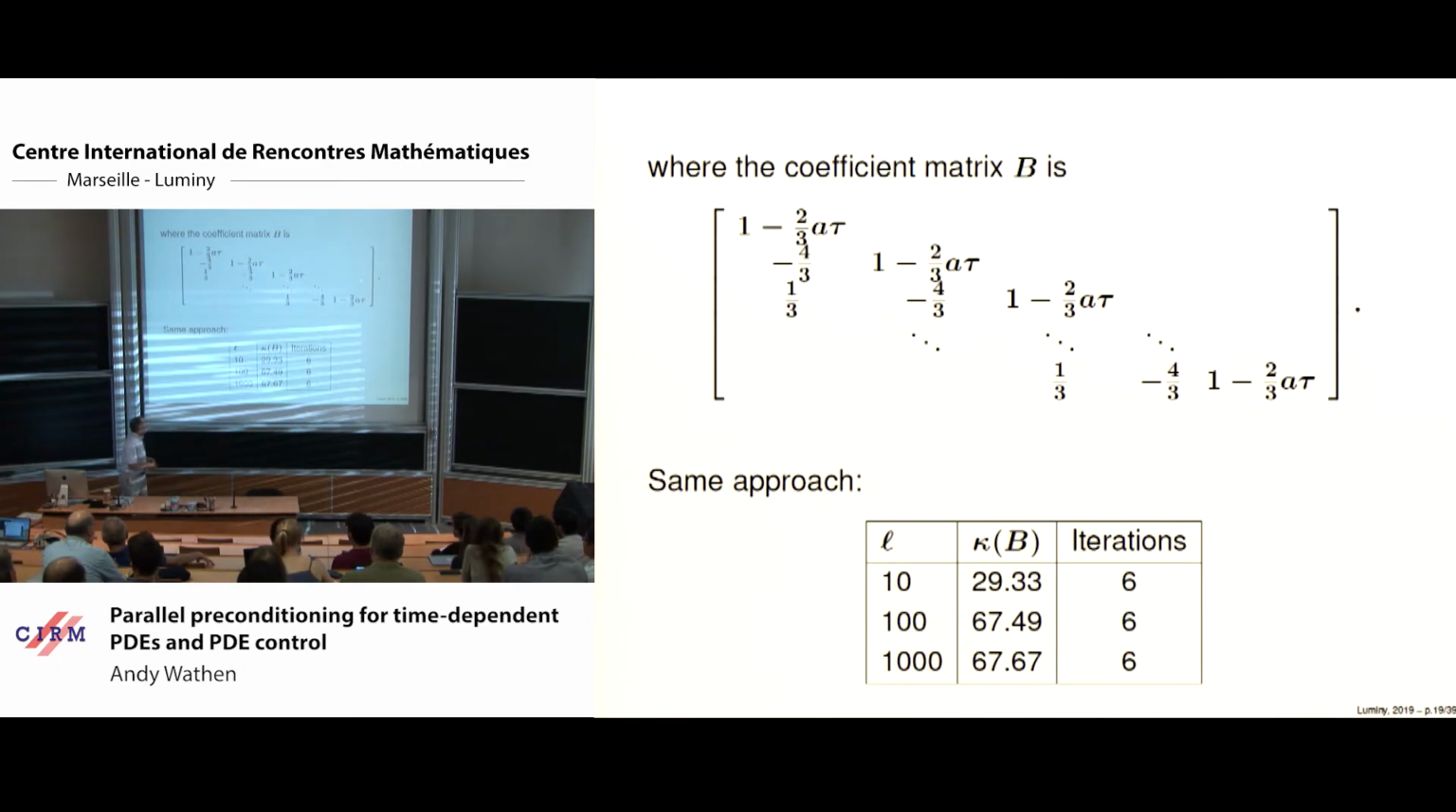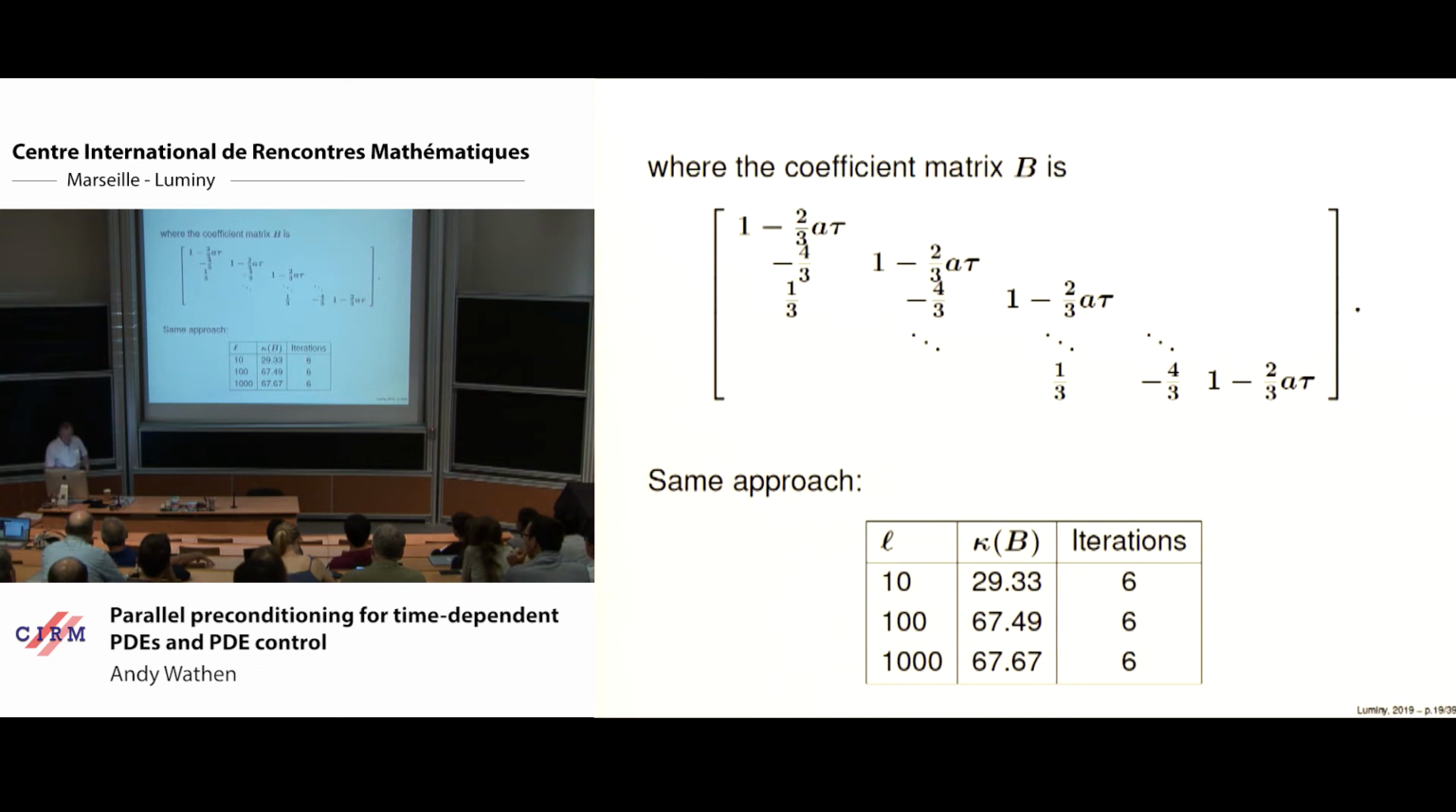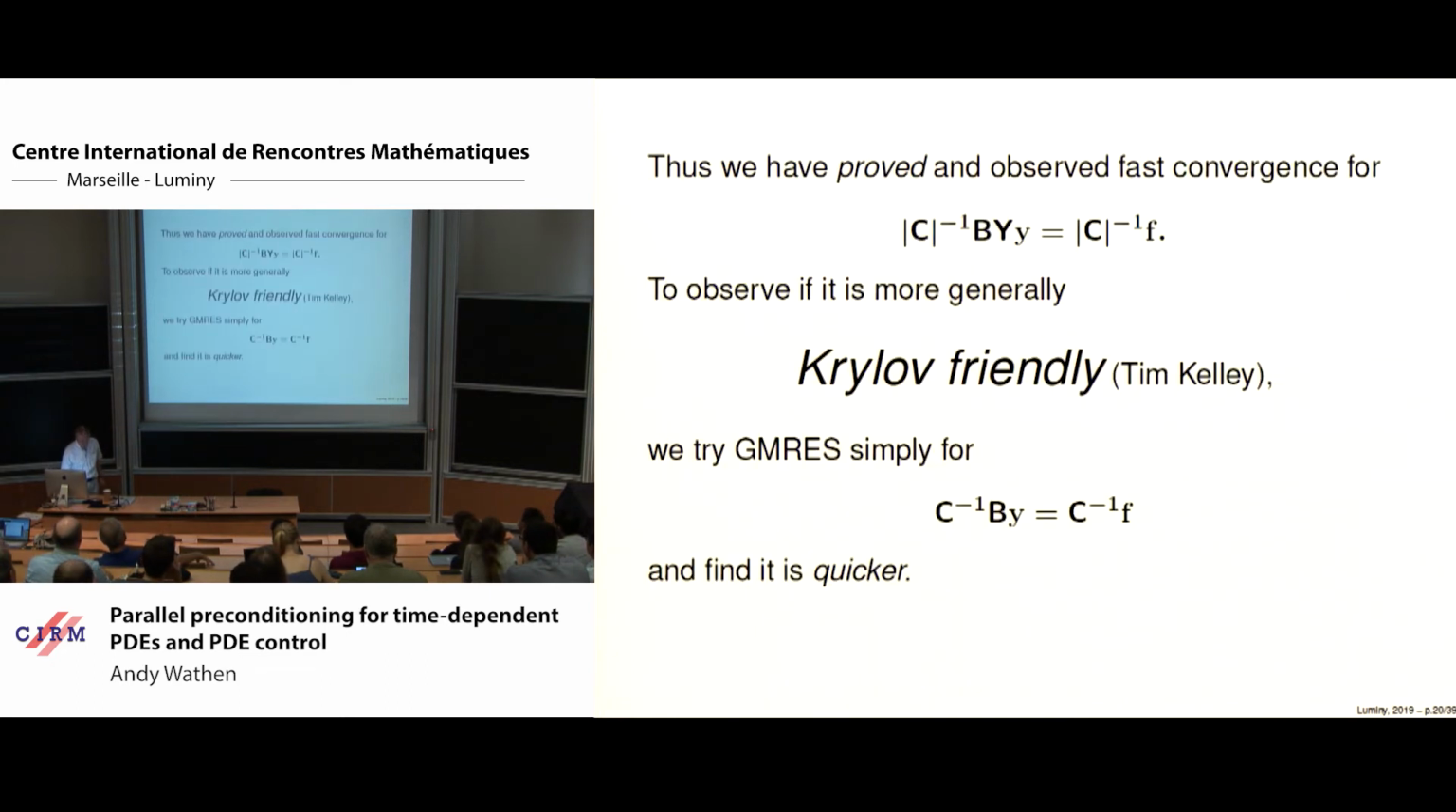So these, again, this is the number of time steps: 10, 100, 1,000. The condition number is, again, not bad, 67. This is not a bad time step. And the iteration count is, again, 6. So that's this approach.